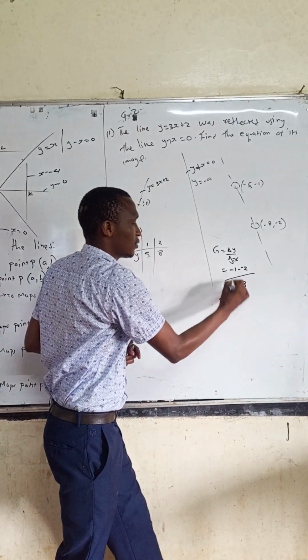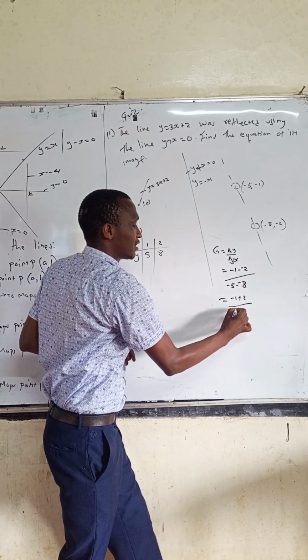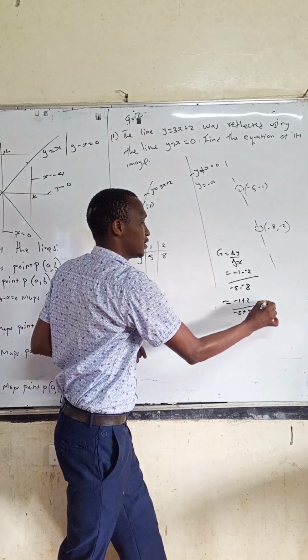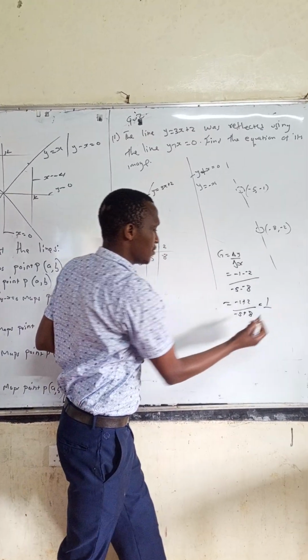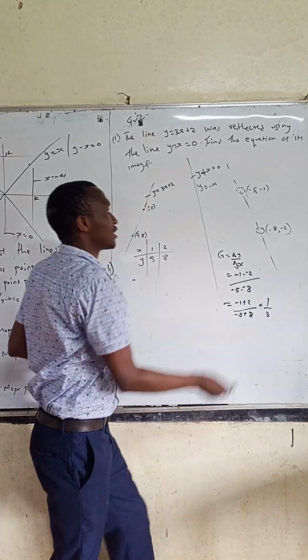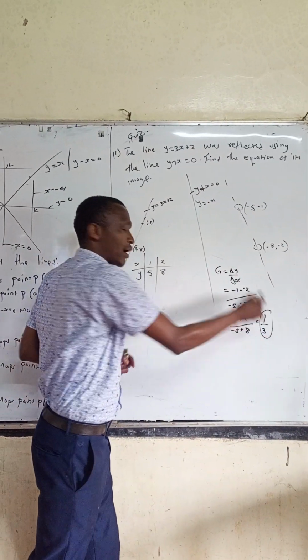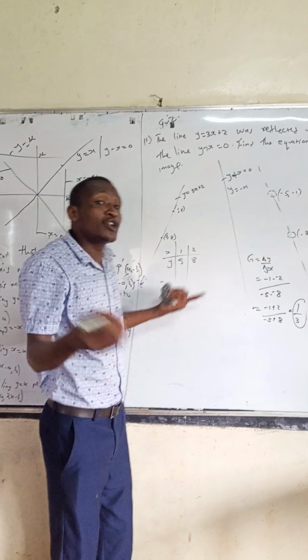Which is in this case, the point (-1 + 2)/(-5 + 8). This one will be 1/3. So the gradient of this line is 1/3. If I want to find its equation, I introduce a general point that is (x, y).